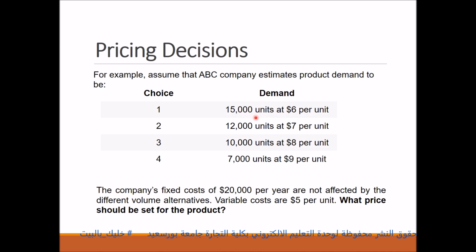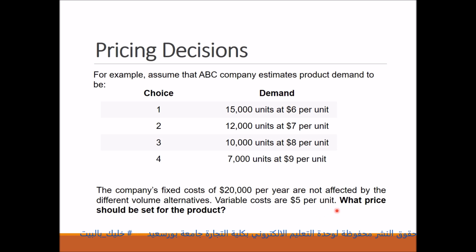ABC company estimates product demand to be 15,000 units at $6 selling price per unit, 12,000 units at $7 selling price per unit, 10,000 units at $8 selling price per unit, and 7,000 units at $9 selling price per unit. Fixed cost of $20,000 per year are not affected by the difference in the demand level. Variable cost is $5 per unit.